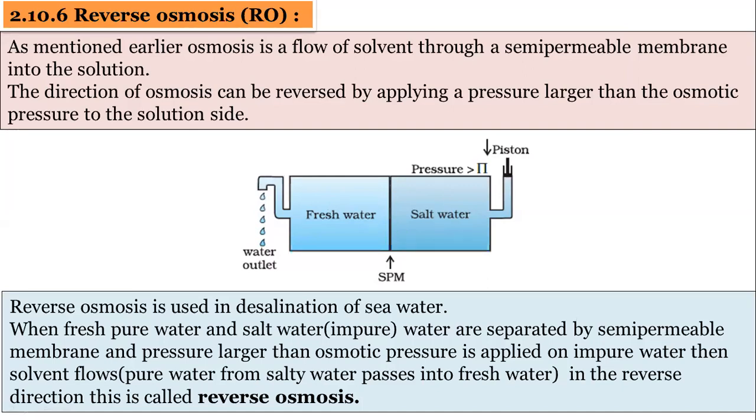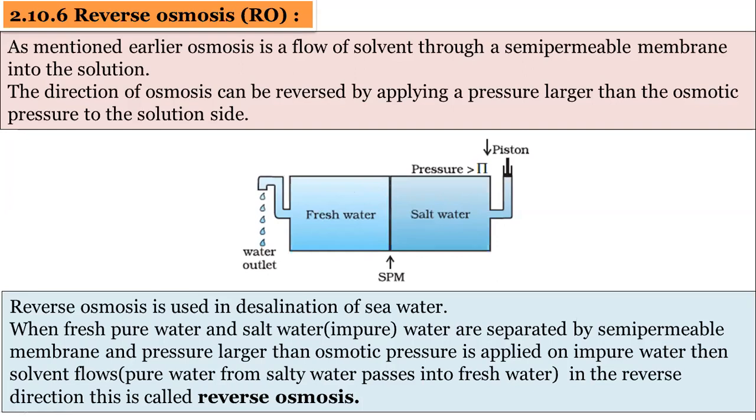Reverse osmosis means it is opposite to osmosis. Osmosis means flow of solvent to the solution, but reverse osmosis is a flow of solution to solvent, remember. So the definition is given here. I will explain: when the pure water, that is fresh water, and salt water are separated by this semi-permeable membrane, and the pressure is higher on this solution side, what will happen? Solvent from this salt water will flow from the solution to the solvent side. It is called reverse osmosis. This direction is called reverse osmosis.